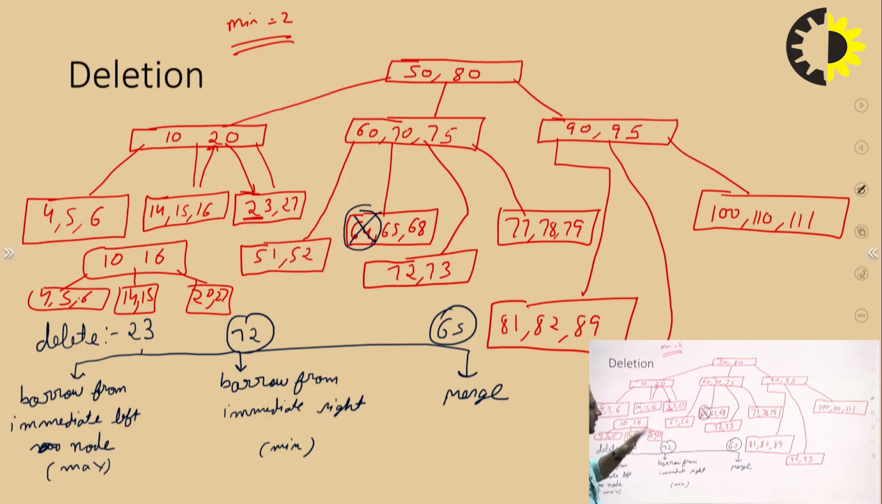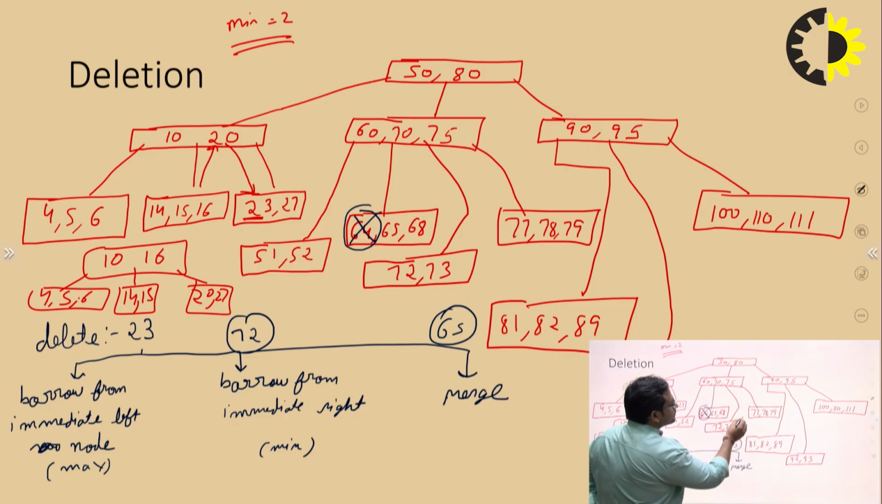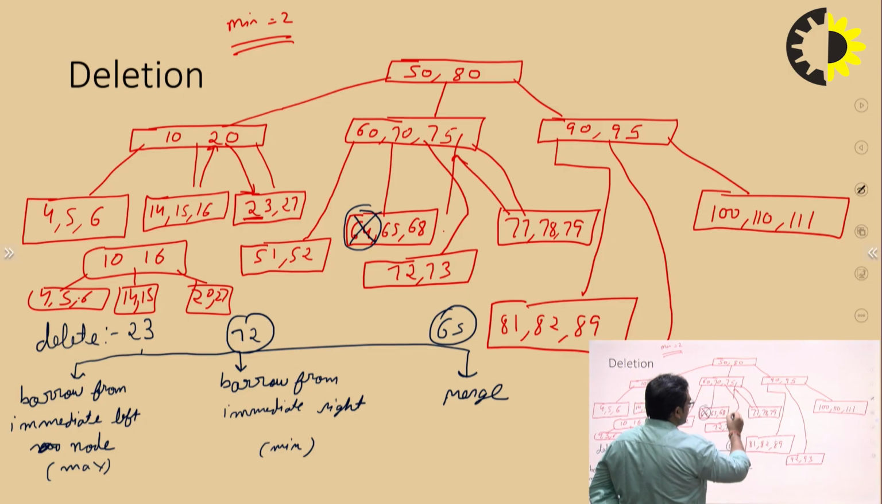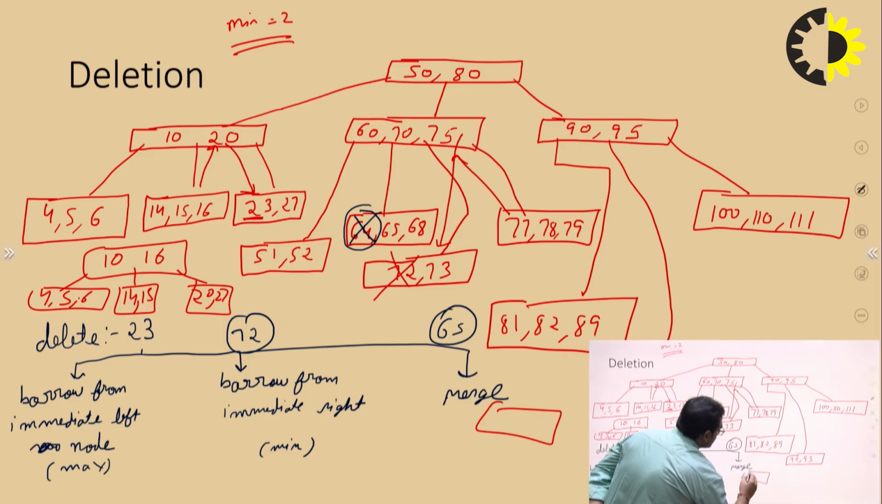Got my point? Next element, 72. Again, it has only 2 elements, so it asks the sibling, first of all on the left side. The left sibling says okay, I have only 2 children, I am not able to give you that. Then it asks the right one. Okay, you can give? Yeah, I have more than the minimum number of keys, so I'll give you. So what will happen? 77 goes up, 75 goes down, and 72 is deleted here. Got my point? So again I am going to update this one. If I write it here, this one is 60, 70 and 77.